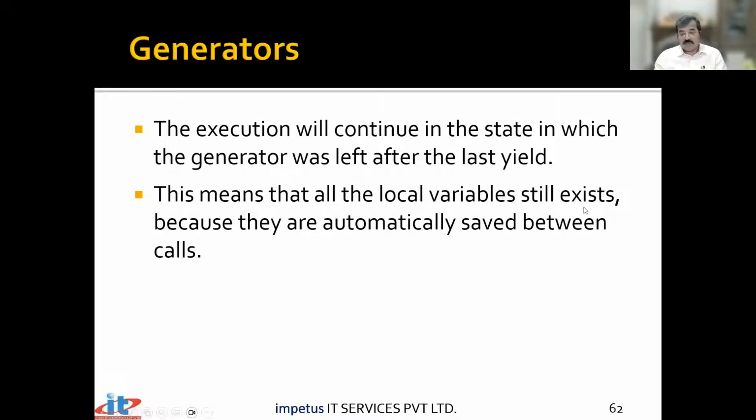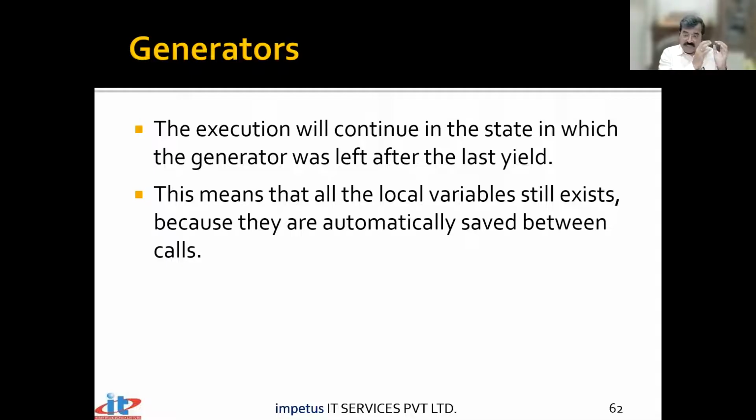This means that all the local variables still exist. Remember that the counter did not get destroyed. The counter value is updated and still returned because variables are automatically saved between calls. So it's like a function whose state is retained in the memory between different function calls. The state of a function is all the local variables and what their values were at the time when you gave a call to that function. So that's the state of the function.